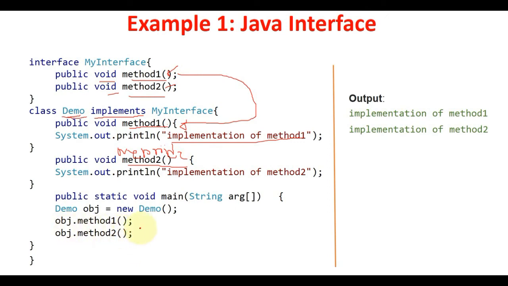Now we are just creating an object, and from the object we are calling those two methods. First of all, it will display the statement of the implementation of method1, and then it will display the statement of the implementation of method2. That's how an interface works.